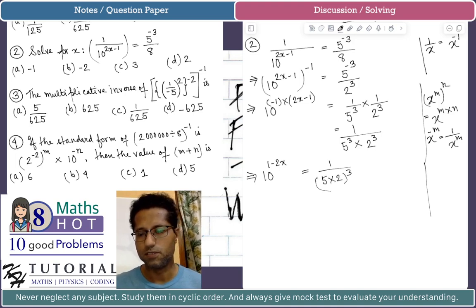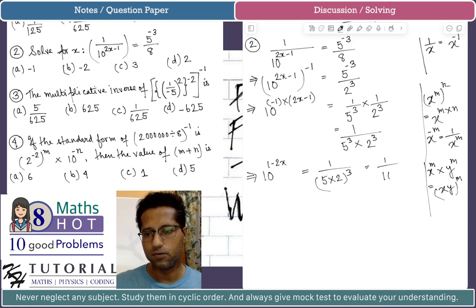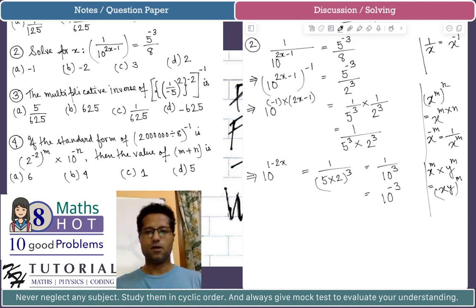From the laws of exponents, we know that x to the power m multiplied by y to the power m is equal to x multiplied by y whole to the power common power, that is m. So this is equal to 1 by 10 to the power cube, and 1 by 10 to the power cube is nothing but 10 to the power minus 3. So we have 10 to the power 1 minus 2x is equal to 10 to the power minus 3. Both bases on both the sides are same, and the common base is 10.